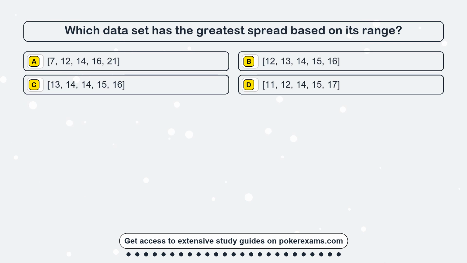Question 21. Which data set has the greatest spread based on its range? Option A 7, 12, 14, 16, 21. Option B 12, 13, 14, 15, 16. Option C 13, 14, 14, 15, 16. Option D 11, 12, 14, 15, 17.